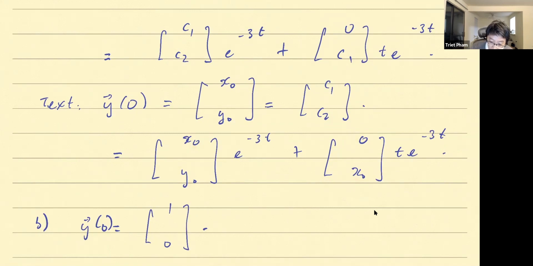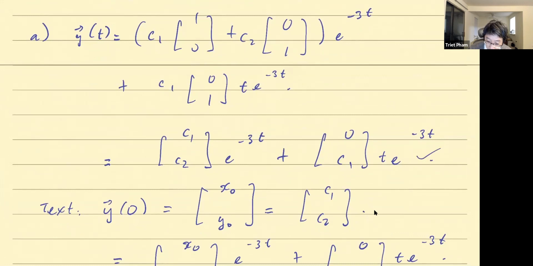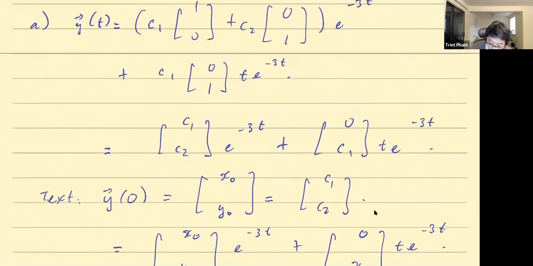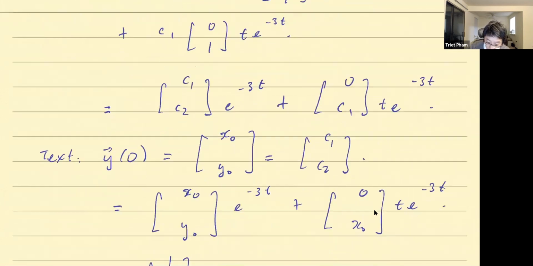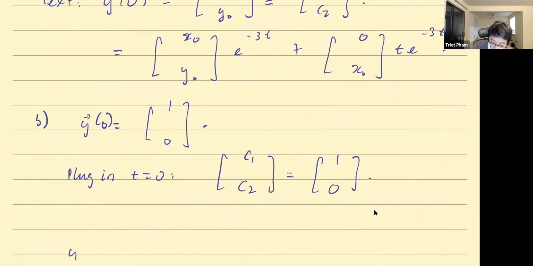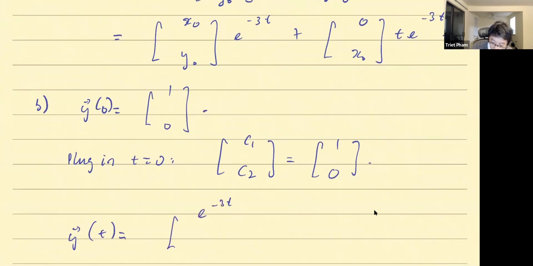On the other hand, if you have my version, same deal. You plug in 0. So if you plug in 0, then you see it's really again C1, C2, because this is the Pierce. So you got C1, C2 is equal to 1, 0. So that means C1 is 1, C2 is 0. So the particular solution will be e to minus 3t, t e to minus 3t for this problem.